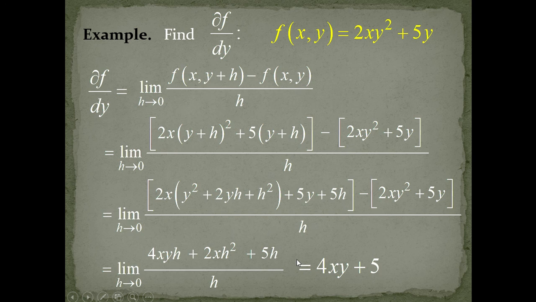So what is left here is, this one has h. Then when you factor this out, there is no more h. So here we have h, we factor out, so you have only 5. But in the second term there's still h, but as h approaches 0, the second term here becomes 0. So that's why the resulting partial derivative with respect to y is equal to 4xy plus 5.